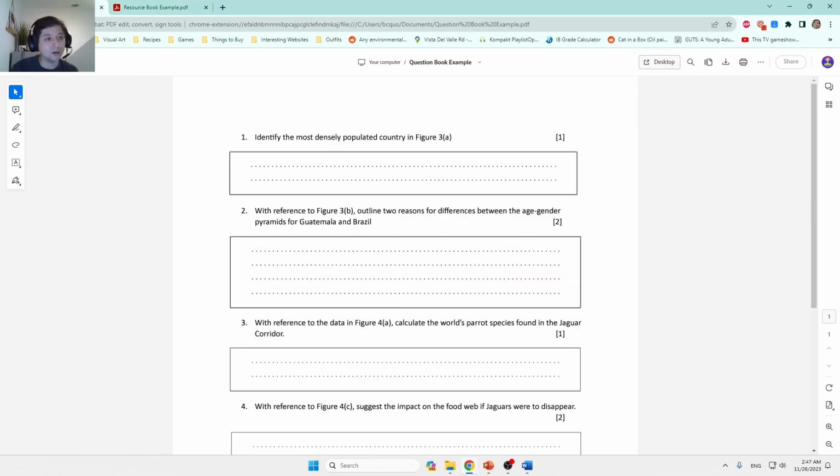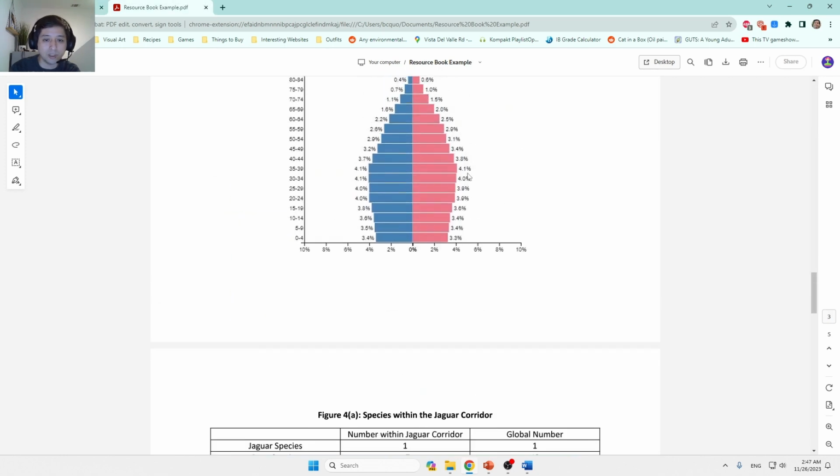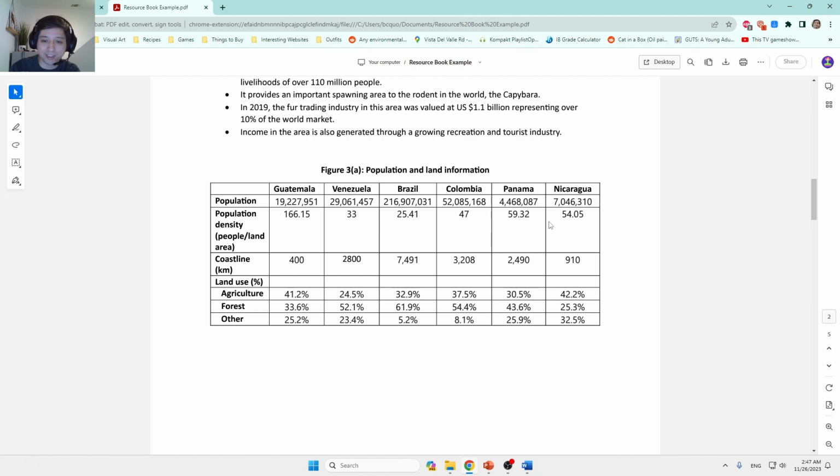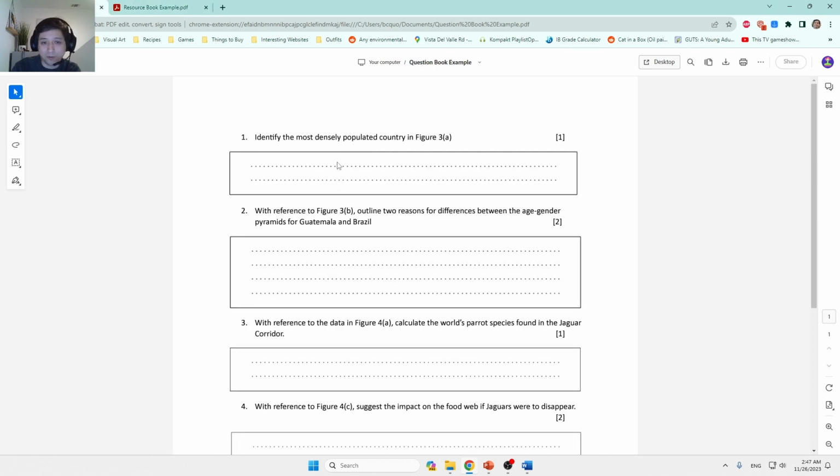Okay, so let's look at some of these questions in the question book, how it goes. So for example, you might get a question like question 1, identify the most densely populated country in figure 3A. So we go to figure 3A and we see, oh, it's this table. Okay, so the most densely populated country here. So this question is just, can you read a table? Okay, and we can see here, oh, the most densely populated country is Guatemala. Okay, we go here, we just answer Guatemala.